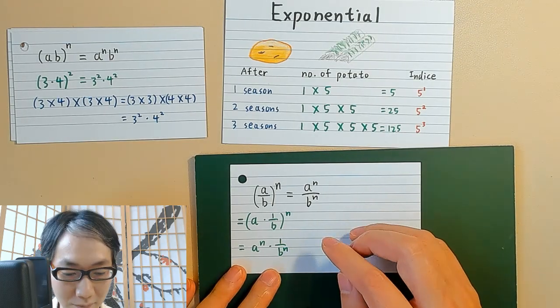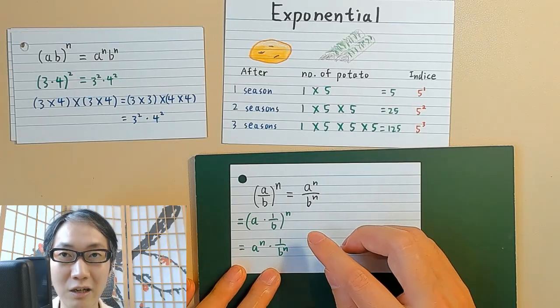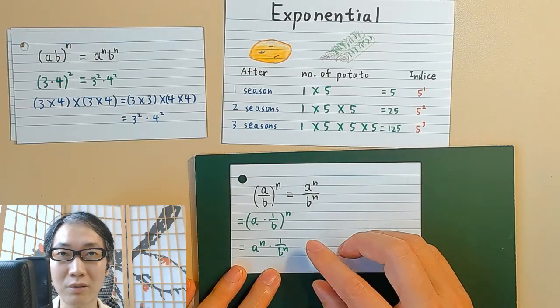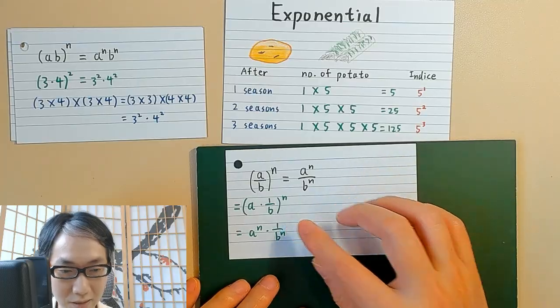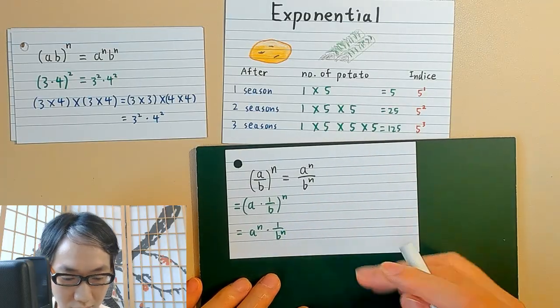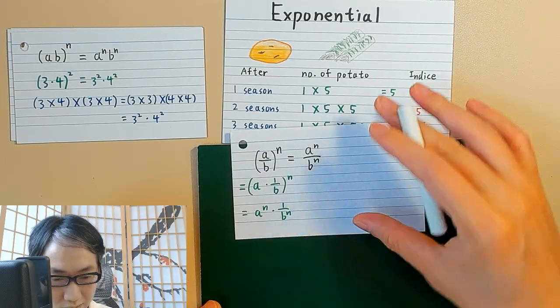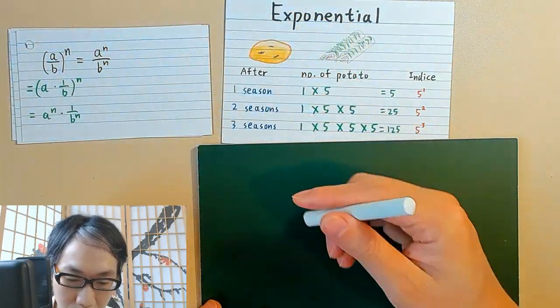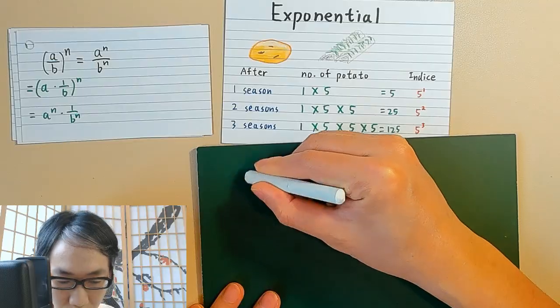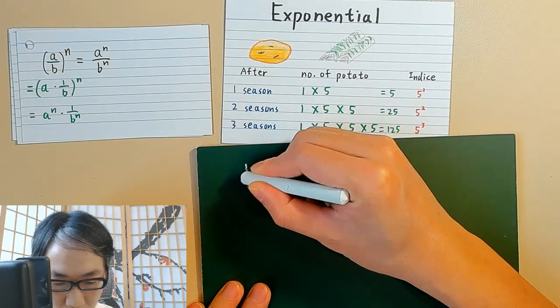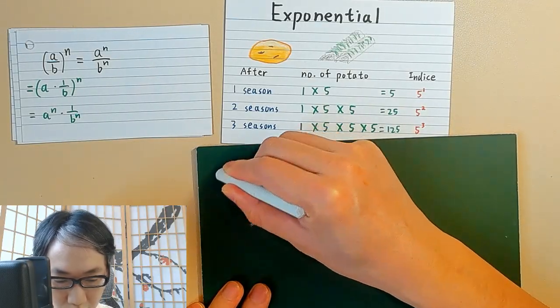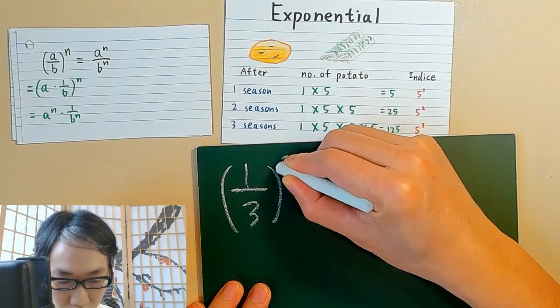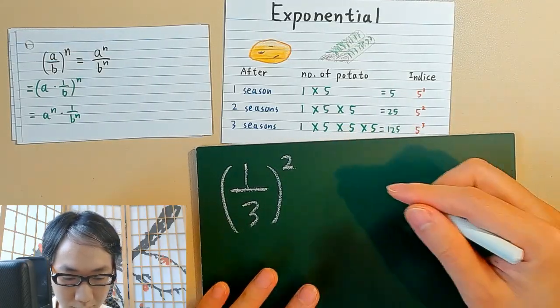However, because 1 times itself, no matter how many times, is still 1, the n just is not necessary here. So for example, let's say we are doing 1 over 3, to the power of 2. n is 2 here.